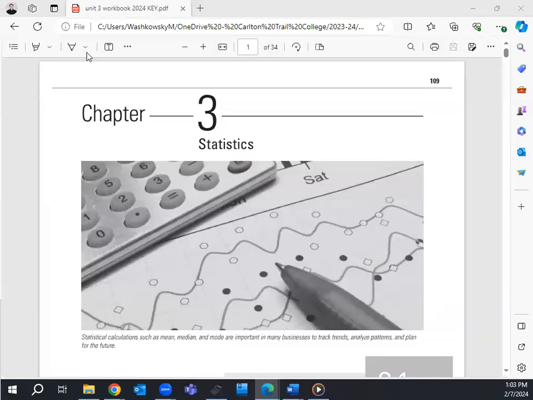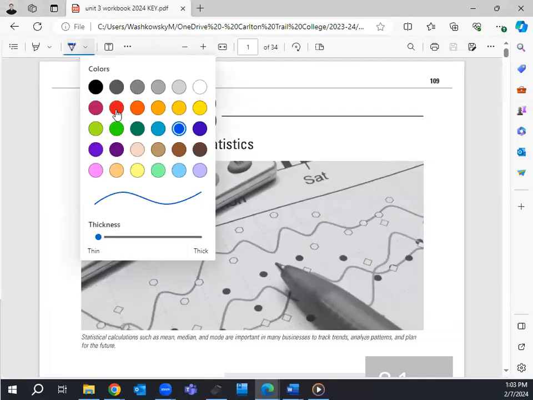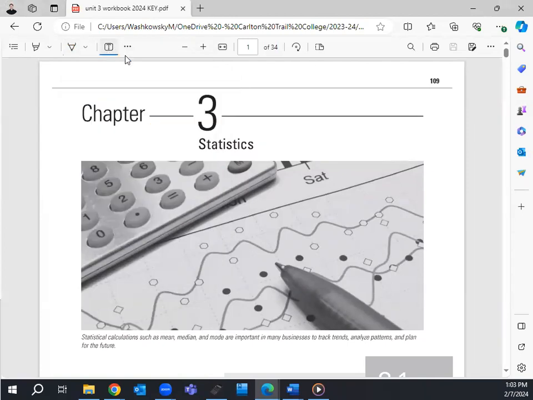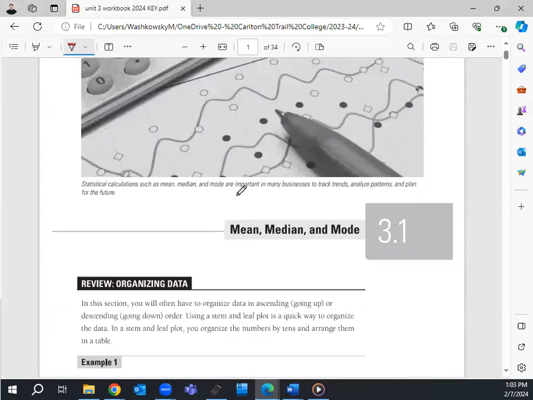So what we're going to be looking at today is, we're starting unit 3 here. And so we are going to be looking at statistics. So with statistics, the first two things, you've probably heard of these words. You might not fully remember what each of them mean. That's okay. But mean, median, and mode.